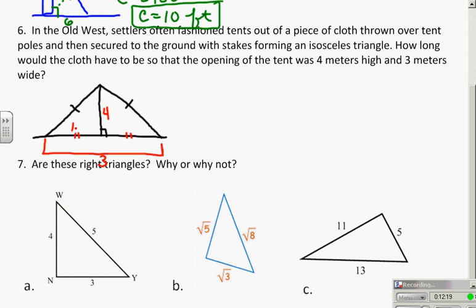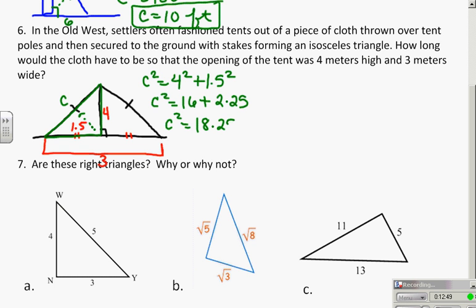Now, if the opening of the tent is 4 meters high, that would be this length, and from here to here in the opening is going to be 3. We've already discussed how that perpendicular bisector works, and that is going to make each one of those sides 1.5. We're going to focus initially on this half of the triangle. Again, we're going to solve for the hypotenuse. So c squared is equal to 4 squared plus 1.5 squared. C squared is equal to 16 plus 2.25. C squared is equal to 18.25.